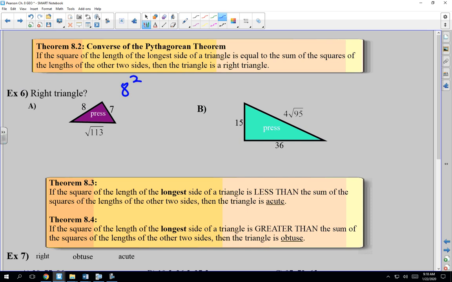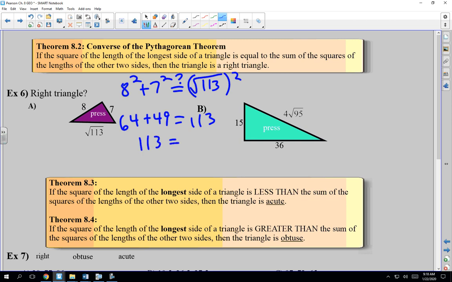8 squared plus 7 squared, does that equal the square root of 113 squared? Well, the square root of 113 squared is just 113. If the left side equals 113 as well, it's a right triangle. That angle is a right angle. So we've got 64 plus 49, which happens to be 113. So I can lift off the question mark and say 113 does equal 113. And that's a big yep.